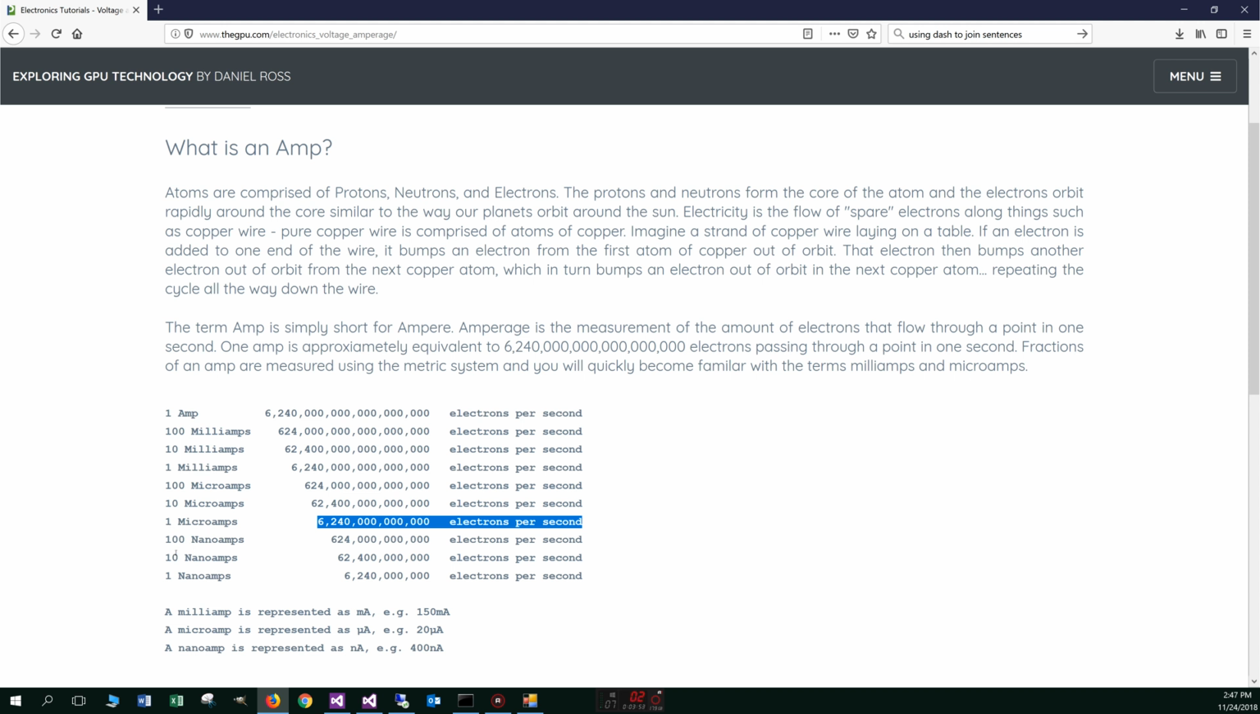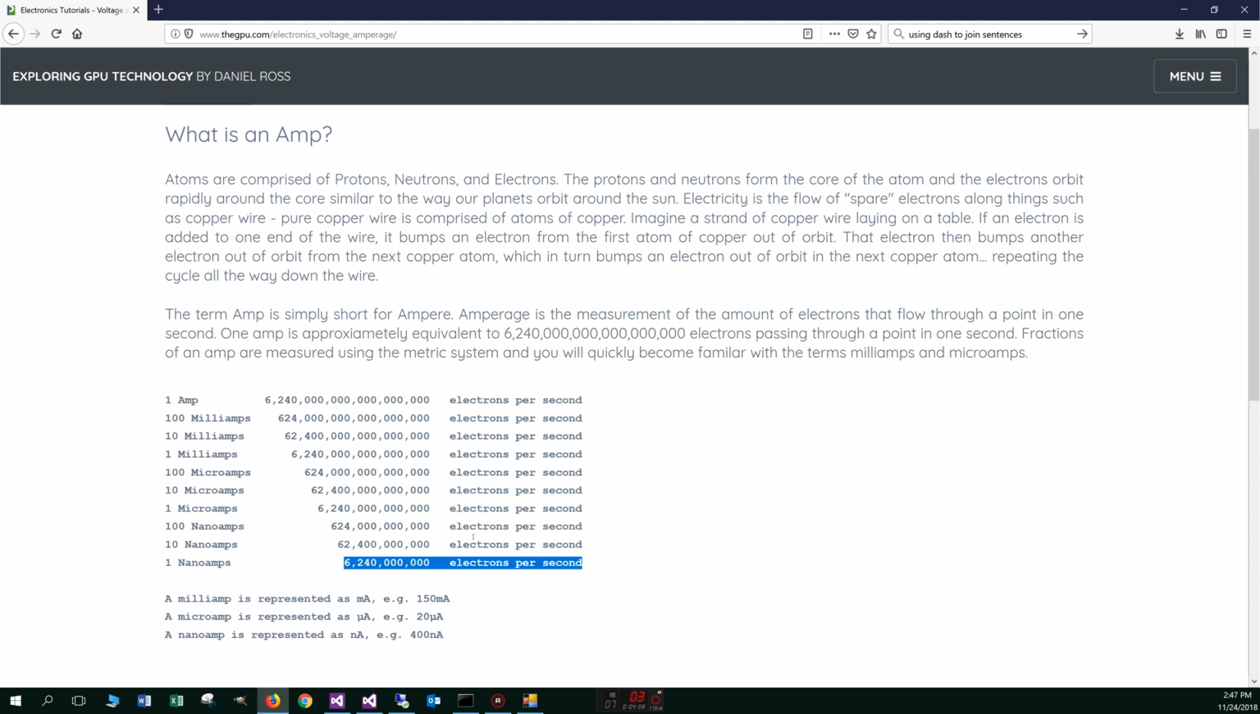All right, so nanoamps: 100 nanoamps, 10 nanoamps, and 1 nanoamp. 1 nanoamp is 1/1,000,000,000th of an amp. In other words, you need 1 billion nanoamps to equal 1 amp. And it's this many electrons passing through a point per second.